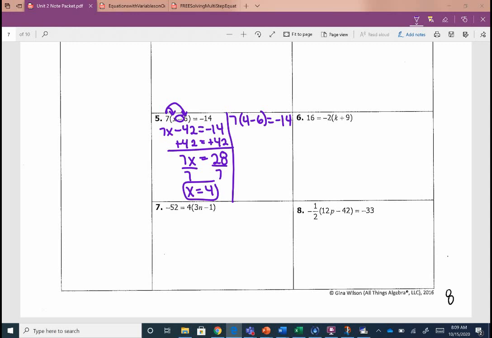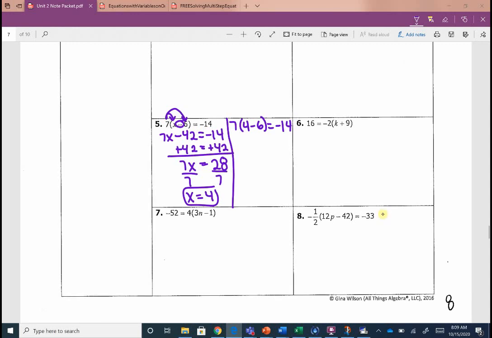Remember, we don't have to make checking a lot of work. No matter how big the equation is, no matter how many steps we had to do, let the calculator do the check for you. Put exactly what you see in your calculator. Put exactly what you see, parentheses and all. Put it in there, and you will come up with negative 14 equals negative 14. Just put that whole thing in, parentheses and all.